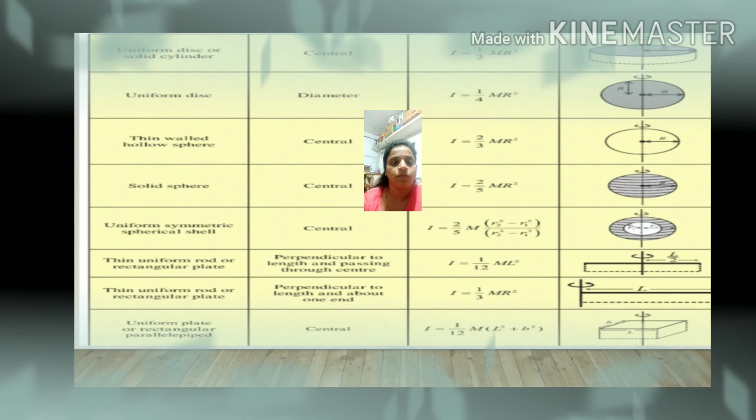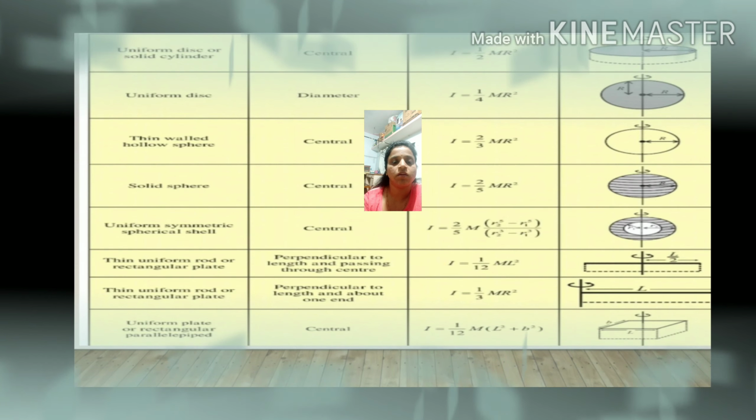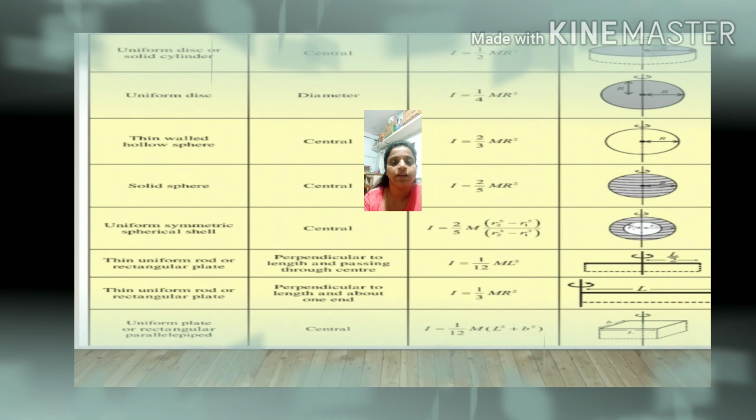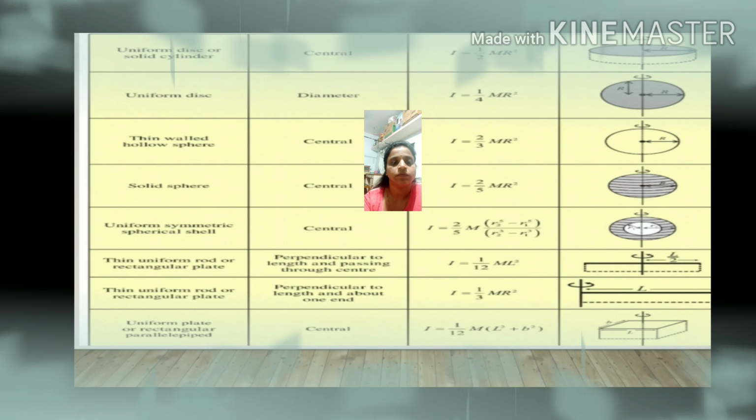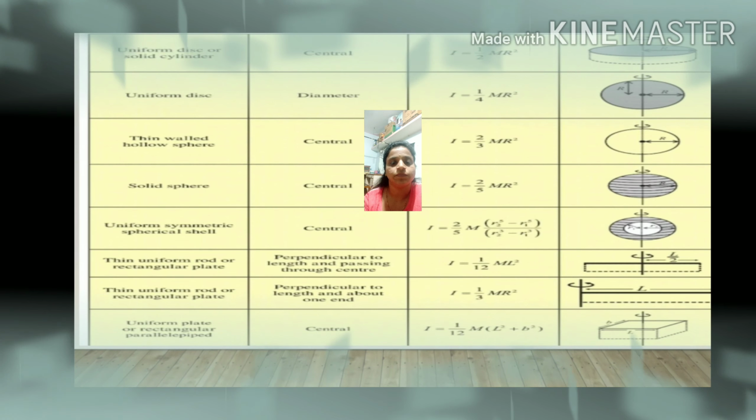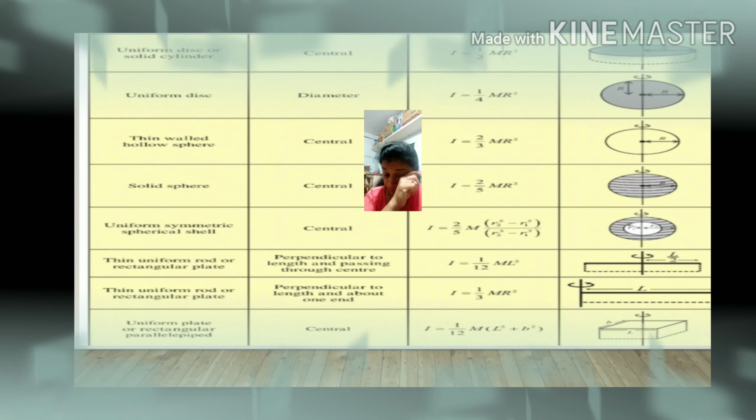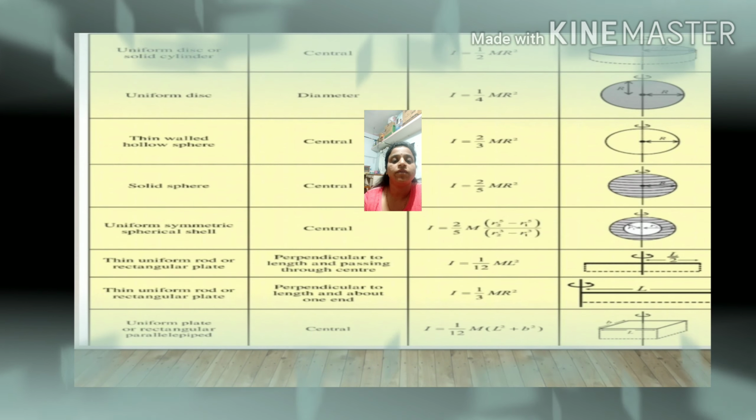After that, a thin walled hollow sphere is there. It is rotating along the center. Its expression is I is equal to 2 by 3 mr square. Then a solid sphere is there. It is also rotating along the center, and the moment of inertia I is equal to 2 by 5 mr square.